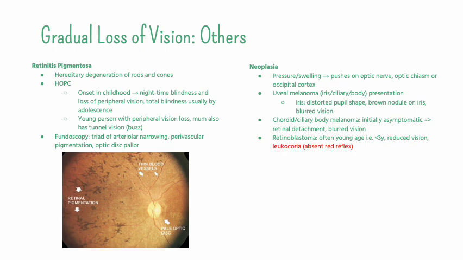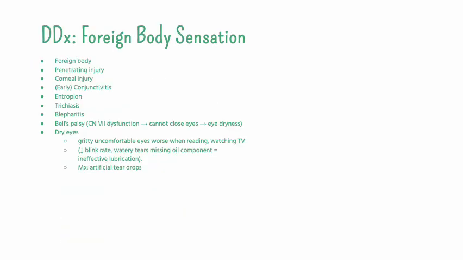Choroid or ciliary body melanoma is initially asymptomatic, but can result in exudative retinal detachment and blurred vision. And retinoblastoma we should all be quite aware of. The main thing for this is that there is an absent red eye reflex. Finally, the last differentials list is foreign body sensation.